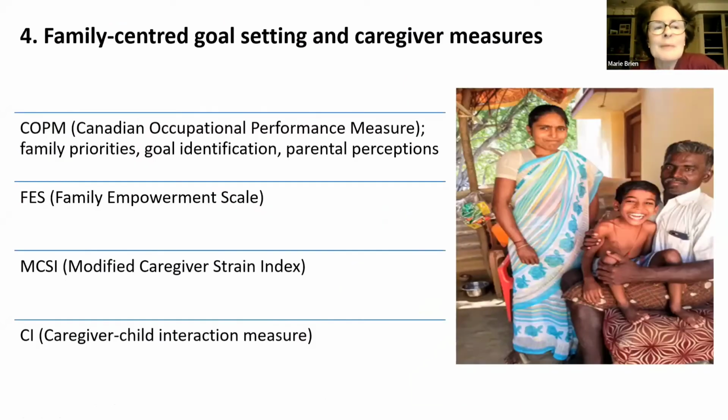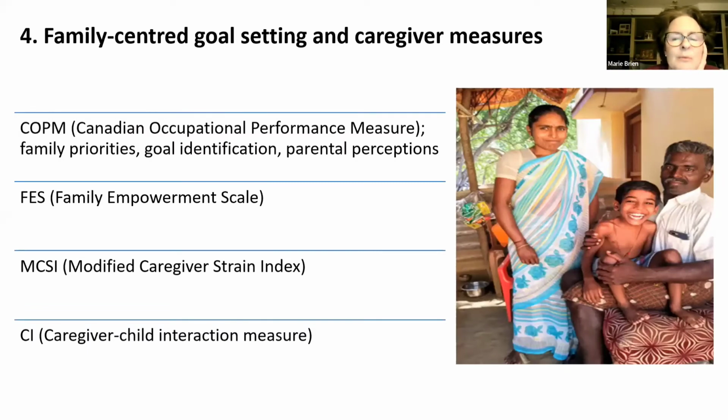Finally, we have family-centered goal setting and caregiver measures. We really want to know, as part of the family-centered approach, what the family's priorities are. So we use a tool called the COPM that looks at what the family really wants for their child. We go through a day with their child and we ask the family what is important to them and what they see as a goal for their child.